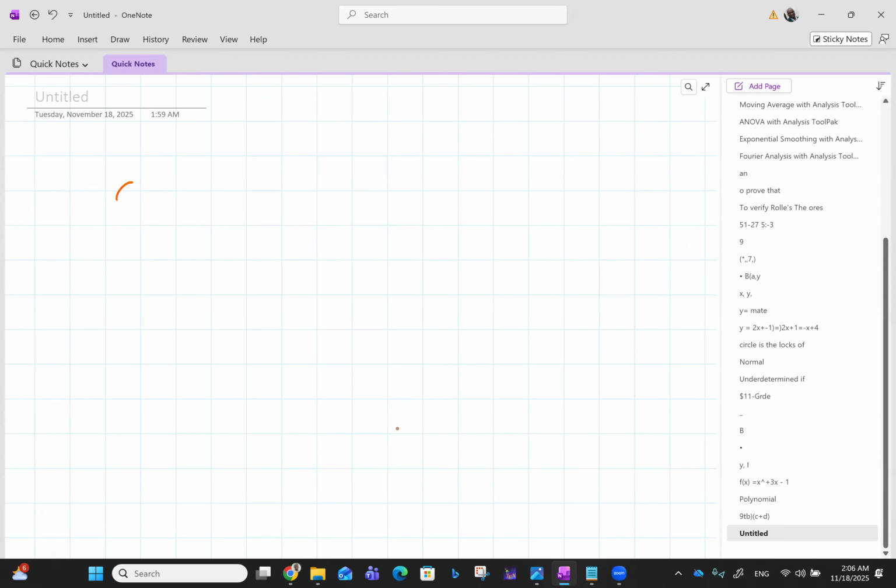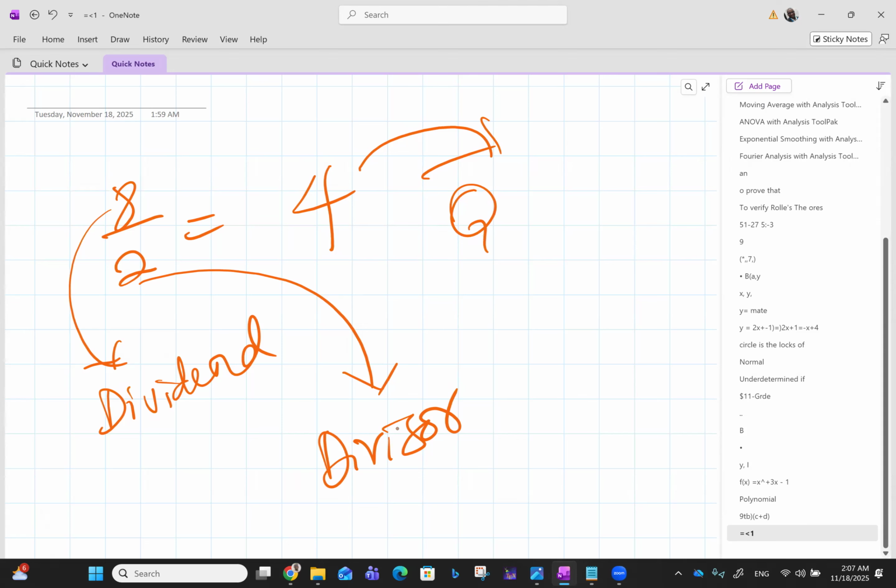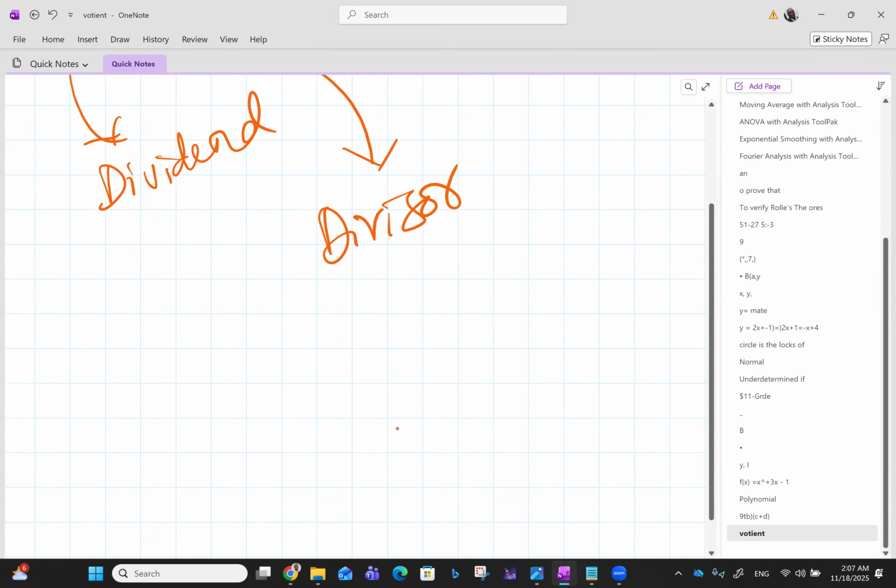Normally, if I have 8 divided by 2, that's simply 4. In this case, we say 8 is the dividend, and 2 is the divisor. I think I remember that. And then 4 is said to be the quotient. Okay, 4 is the quotient. So I think that's something we really need to pay attention to.